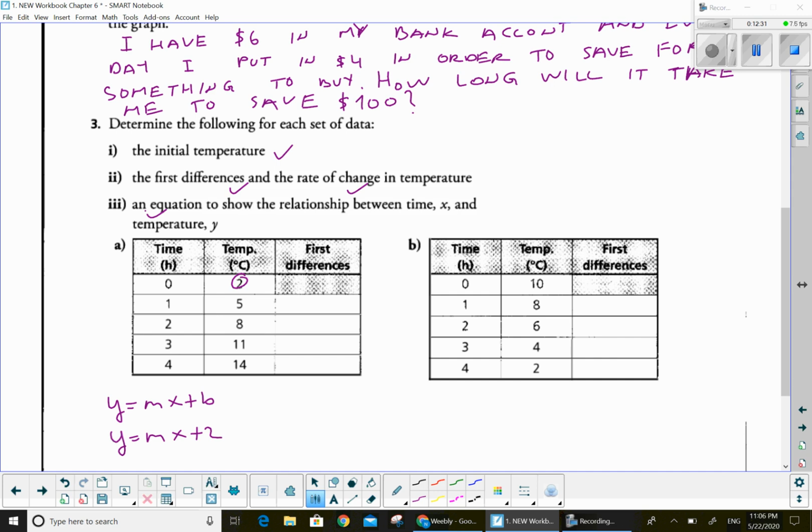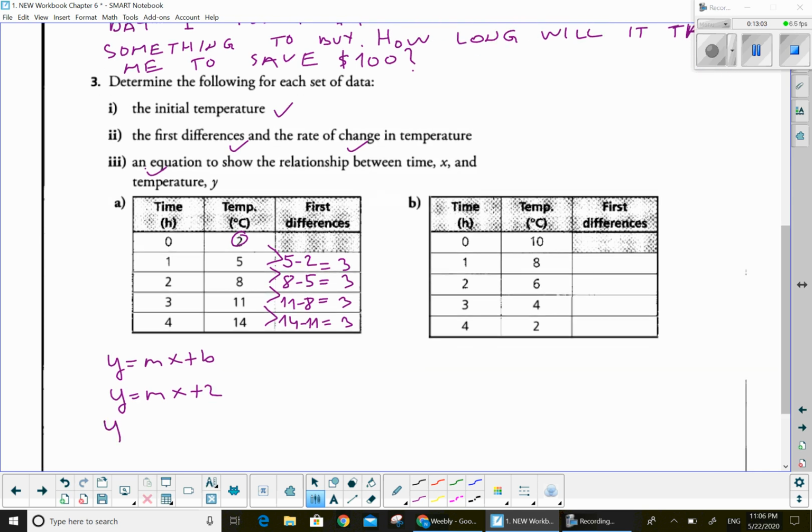Then it says first differences and rate of change. So I'm going to find a rate of change by using actually first differences. If you remember, we're just going to subtract 5 minus 2, 8 minus 5, 11 minus 8, and 14 minus 11. And luckily, the answer is 3, which means we're dealing with linear relation. So that's first differences. Because my time is increasing by 1, this also represents my rate of change. So my final equation will be y equals 3x plus 2. And that's it. Moving on to B.